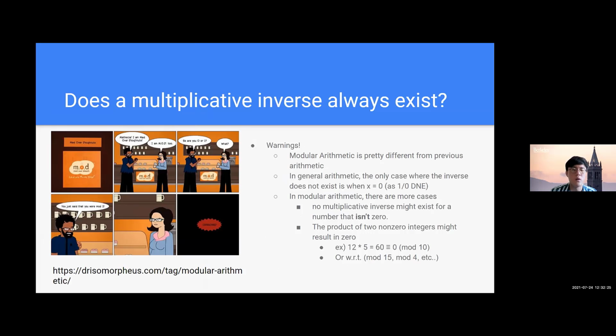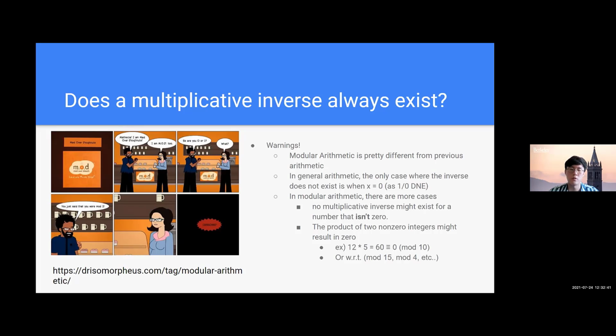So like those multiplicative inverses always exist. You should be aware of two warnings. Modular arithmetic is pretty different. There are more cases than in general arithmetic, because a multiplicative inverse might not exist for a number which isn't 0. And also the product of two non-zero integers might result in 0.